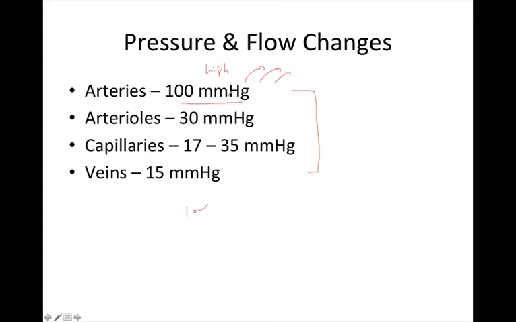And then as arteries get smaller and disperse to more specific areas of the body, the pressure is going to drop to about 30 to 35 millimeters of mercury in our arterioles. Again, because we're getting further away from the heart, and because of peripheral resistance, factors that are slowing down flow and pressure. You think about it as well.